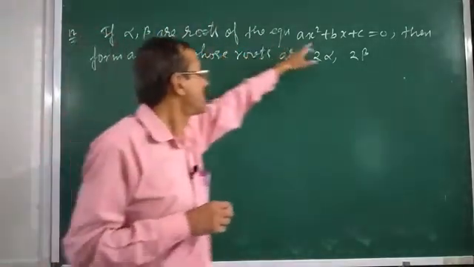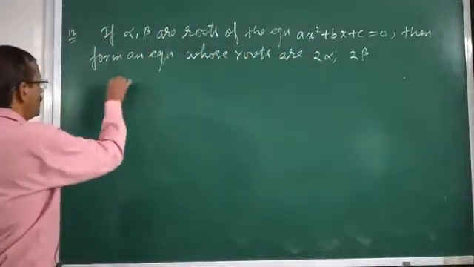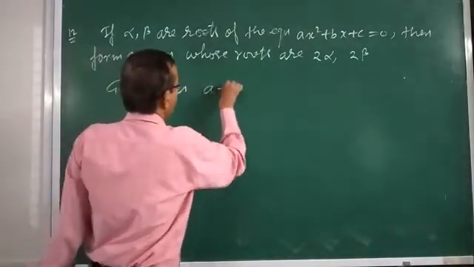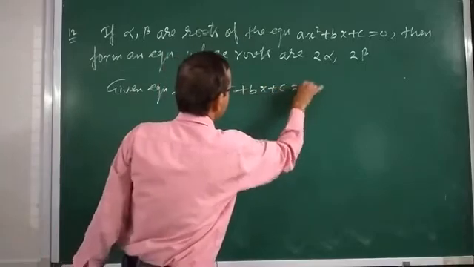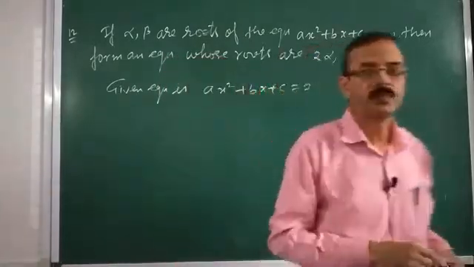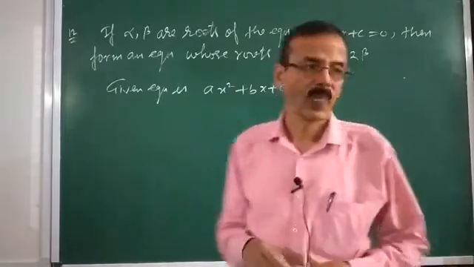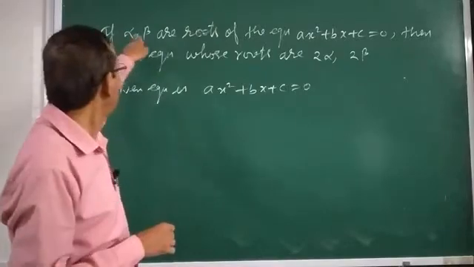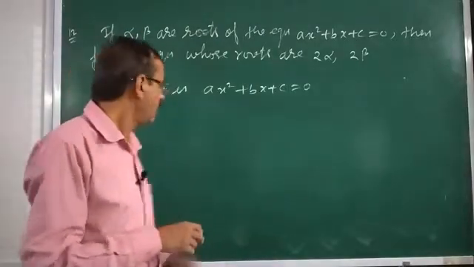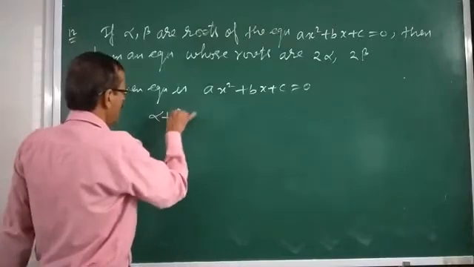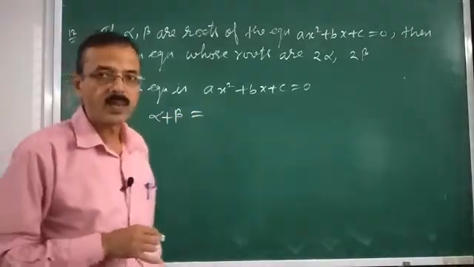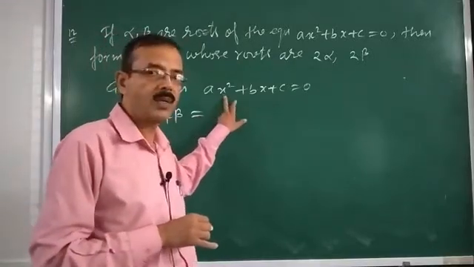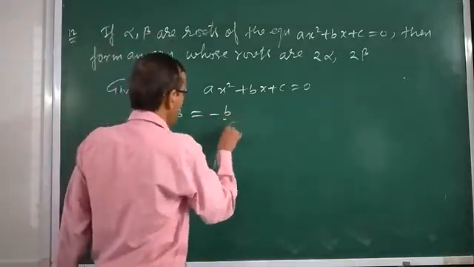So according to this equation, the given equation is ax square plus bx plus c is equal to 0. This is the given equation. Now, for this equation having the 2 roots alpha and beta, what will be the sum of roots? Alpha plus beta will be minus coefficient of x upon coefficient of x square, that is minus b upon a.